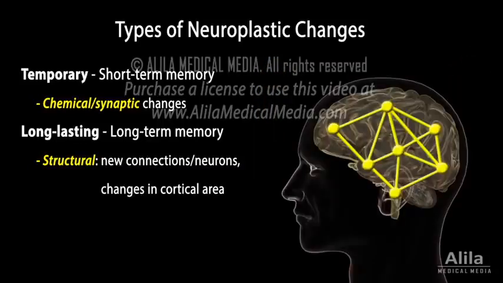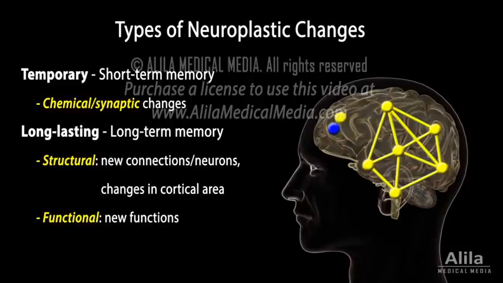Neuroplastic changes can also be functional, meaning neurons may adopt a new function when they are sufficiently stimulated. This is how the brain survives injuries, such as strokes. Healthy brain tissues can take over the functions of the damaged area during post-stroke rehabilitation.